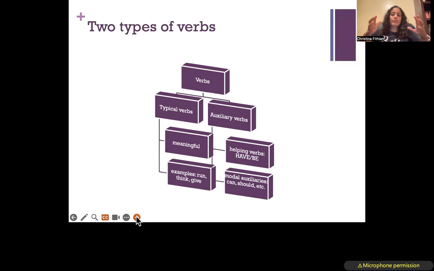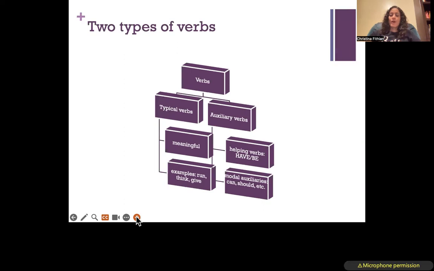So far we've discussed two different types of verbs. We have what I'm calling your typical verbs, and these are kind of semantically meaningful. They have a certain amount of content to them. So we can think of an example like run or think or give, right? We can imagine the actions of each of these verbs, and so they're meaningful to us.